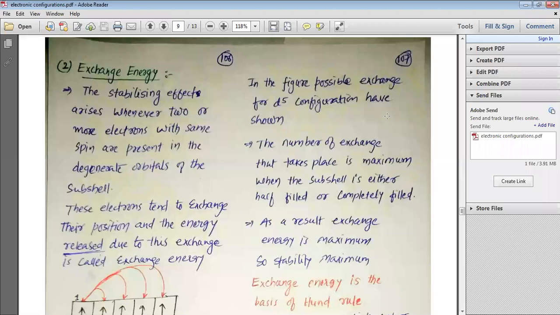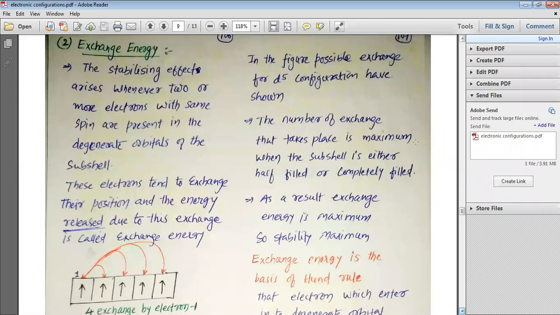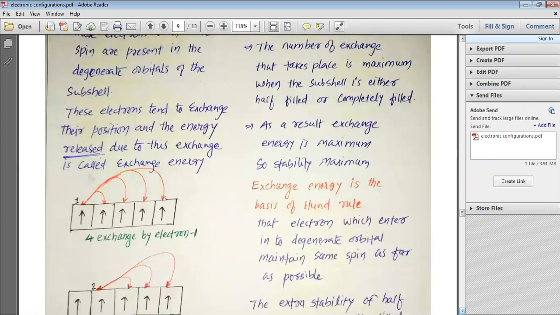and that is why the stability is more. So here you can see that if you have d2 or d1 or d3, you will find fewer exchanges, but in the case of d5 you have more exchanges, and that is why d5 is considered more stable. That is why whenever we would have d4, instead of d4 we get the d5 electronic configuration. At the same time, whenever we would have d9, instead of d9 we always get the d10 electronic configuration. As a result, exchange energy is maximum, so stability is maximum.